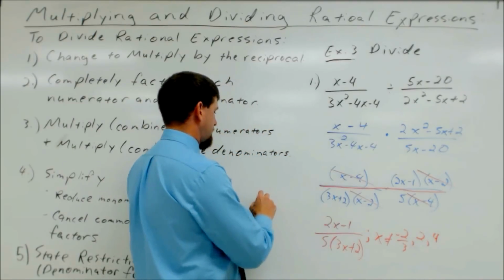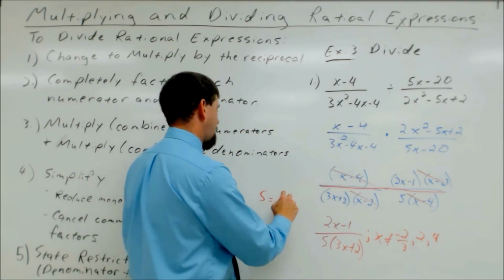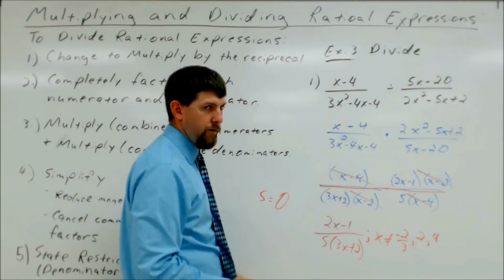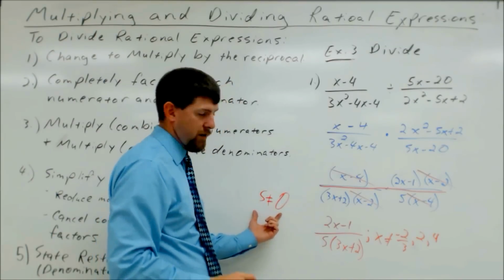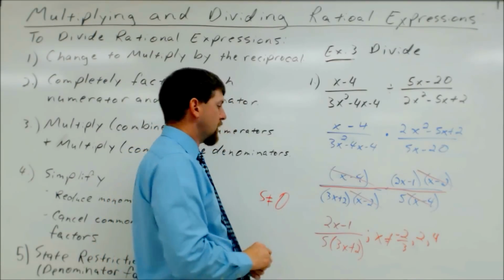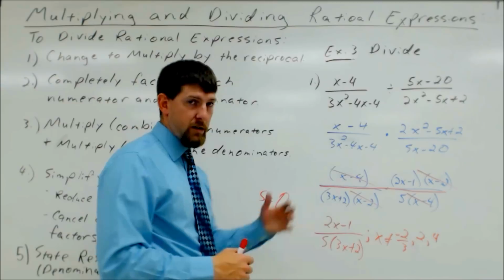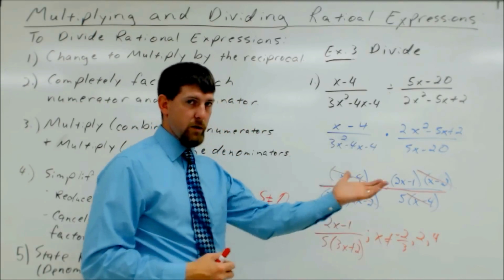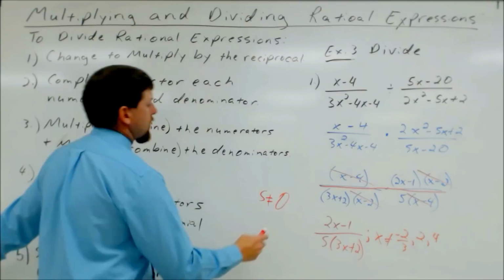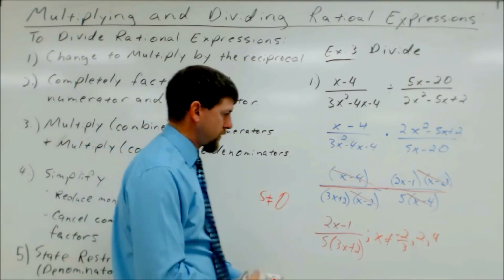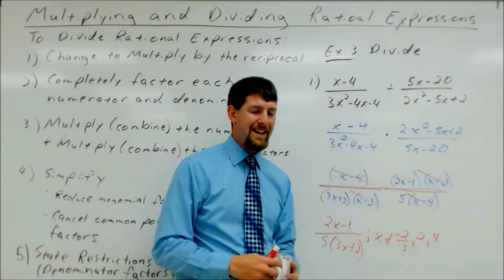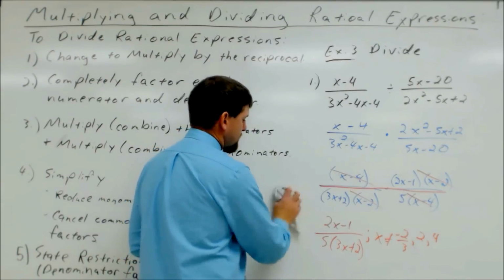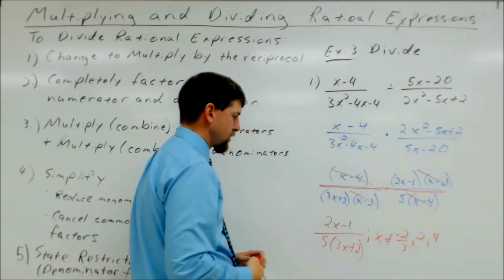A lot of people will say it can't equal 5. Well, think of it: 5 equals 0? That should be obvious, because 5 is never going to be equal to 0. So constants, that means things that don't have variables, whether it be a term or a factor, can never be equal to 0. So we don't have to put x cannot equal them. We're only worried about the factors that have x's in them. So I don't have to put 5 in my restrictions.